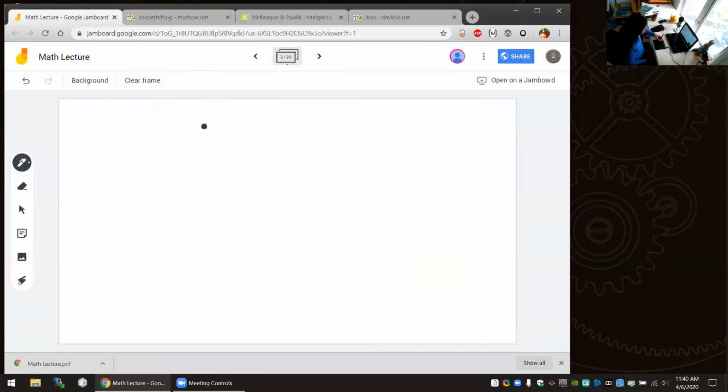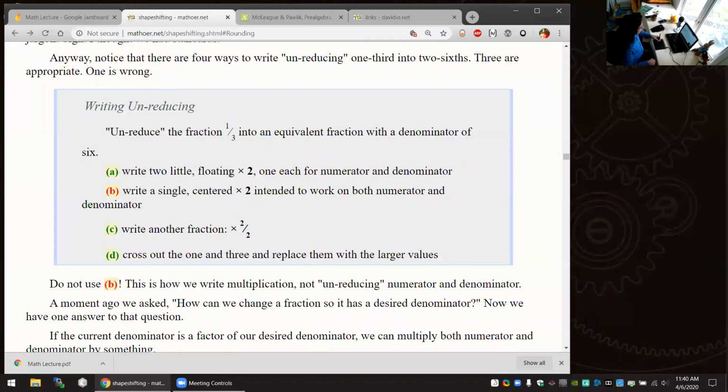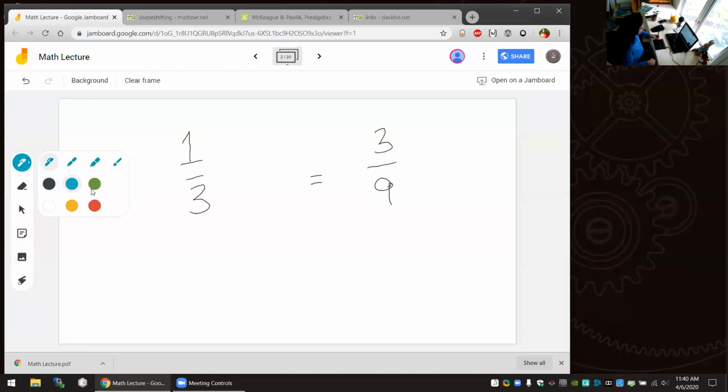If I want to write that I am going from 1/3 into 3/9, I could write 2 little floating multiplication things, multiplying the top and bottom by 3. That works. That's great. That's how I'll normally do it. I could write 1 fraction. I am multiplying this by 3/3. And that also works. Many fewer people would want to write it this way, but there's nothing wrong with this at all.